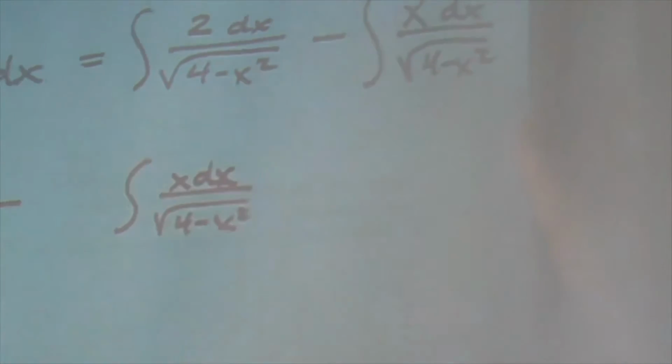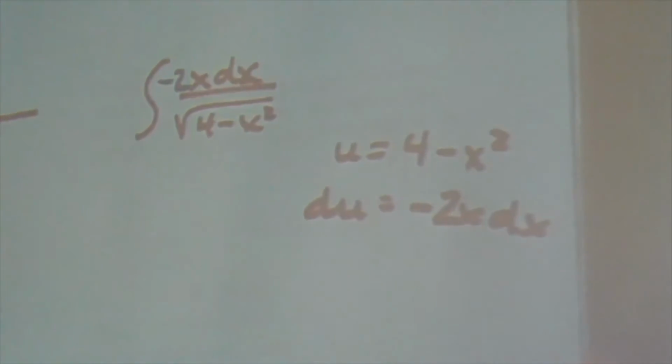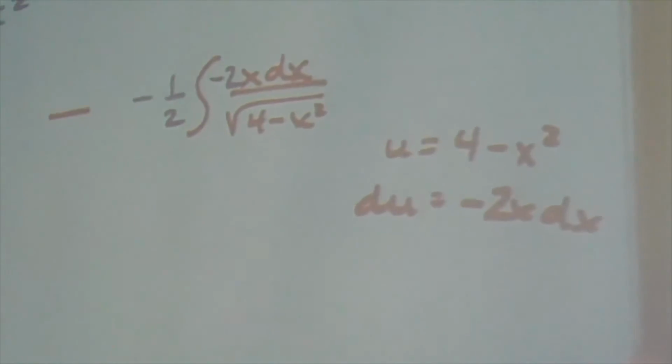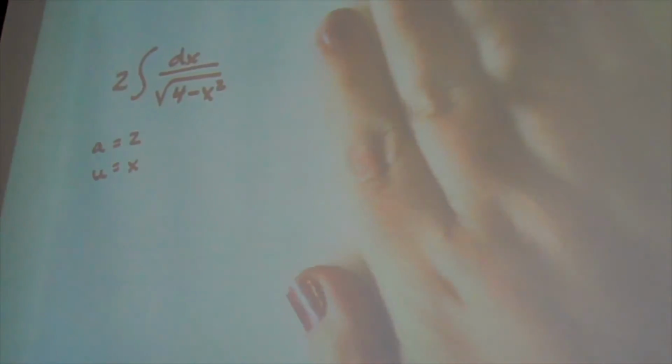What about this one? Regular u substitution, very good. x dx over the square root of 4 minus x squared. In this case, I'm going to let u equal what? 4 minus x squared. And du would be negative 2x dx. So I need a negative 2 on the inside, which means I need what? Negative 1/2 on the outside. Okay, how about if I just do one at a time, because I'm going to start to confuse myself. I'm going to cover that up for a minute.